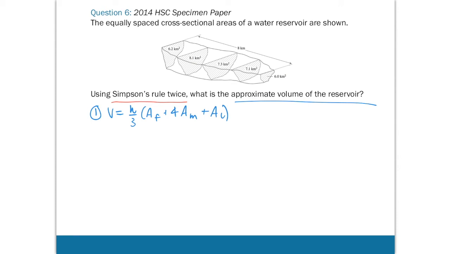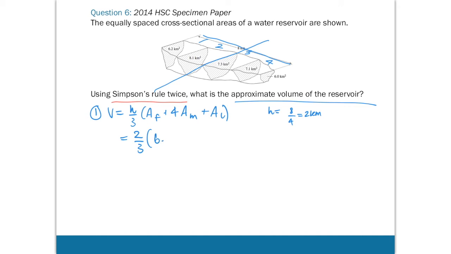So I can split this reservoir into two, right? So let's work out what H is going to be. I know this whole thing is 8 kilometers. So therefore, it's divided into 1, 2, 3, 4 parts. So H is going to equal 8 divided by 4, which is 2 kilometers. Yeah? Okay. So it's going to be 2 divided by 3, times the area of the first end.